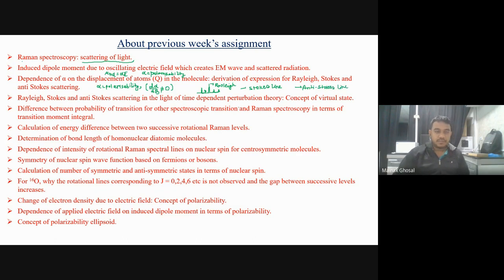Okay, and this Rayleigh line, Stokes line, and anti-Stokes scattering in the light of time dependent perturbation theory was also discussed, and it was shown that, unlike the other spectroscopic techniques which use an excited state, in case of Raman spectroscopy there is no excited state. This is called the virtual state.